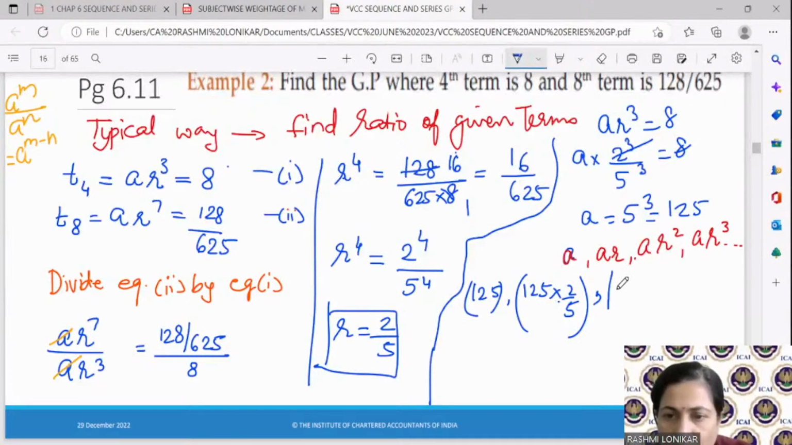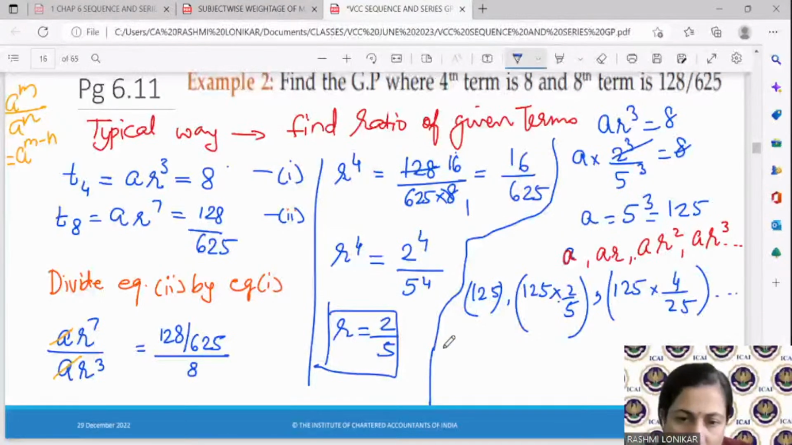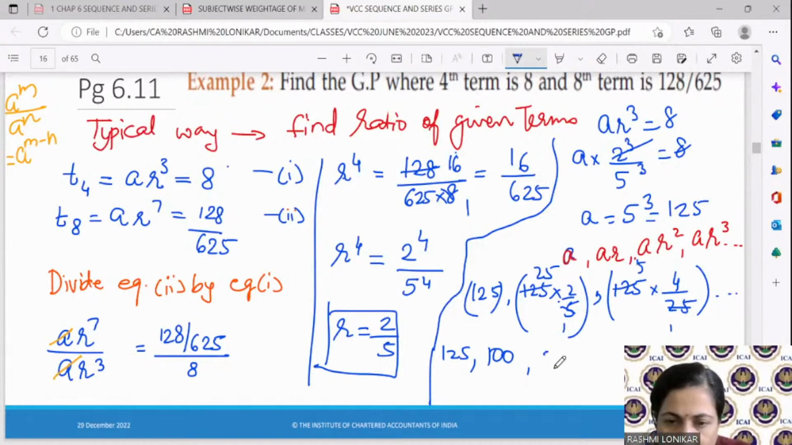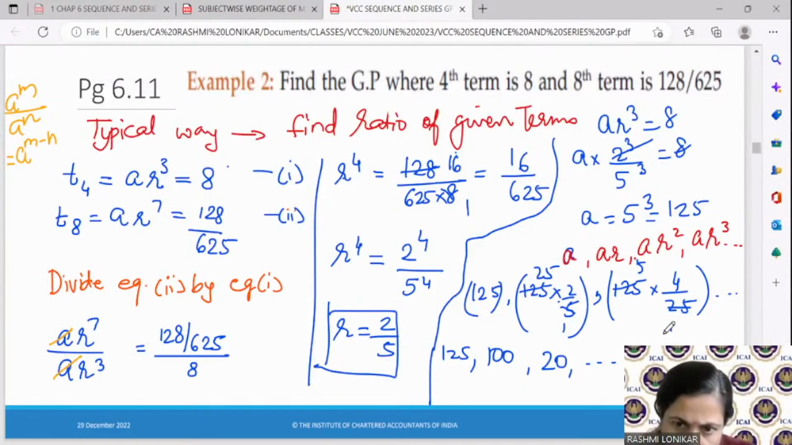Third term will be equal to 125 R square, which is 4 upon 25. And so on. So this will be 125. If I solve this, 5 ones are, 5 25s are, so next number is 100. Third is 25 ones are, 25 fives are, so next number is 20 and so on. Okay. So no, this is AR, this is A cube, sorry.